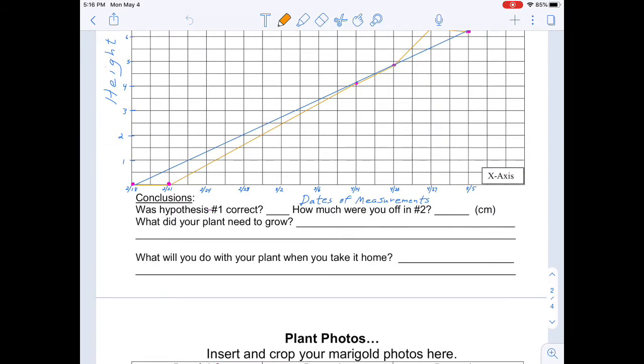The next question asks you, what did your plant need to grow? Hopefully you can come up with some answers for that. I was watering your plants frequently. I put them into larger containers with some potting soil to help them grow. And hopefully you noticed in the photographs that I sent you that I had them in front of some windows, because there's something they need from the windows to help them grow. And hopefully you can answer that question. The last question is, what will you do with your plant when you take it home? I'm going to let you answer that just on the best that you can.